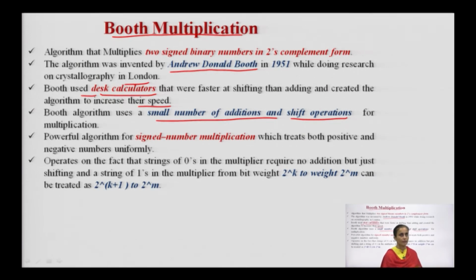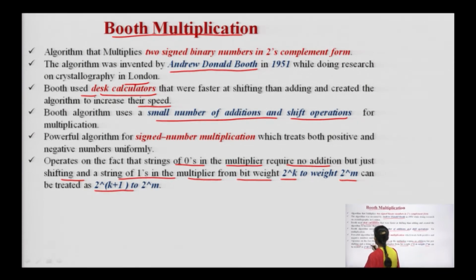So, this algorithm operates on the fact that a series of zeros in the multiplier requires no addition, and when there is a string of ones in the multiplier from bit weight 2^k to 2^m, then they are treated as 2^(k+1) minus 2^m.